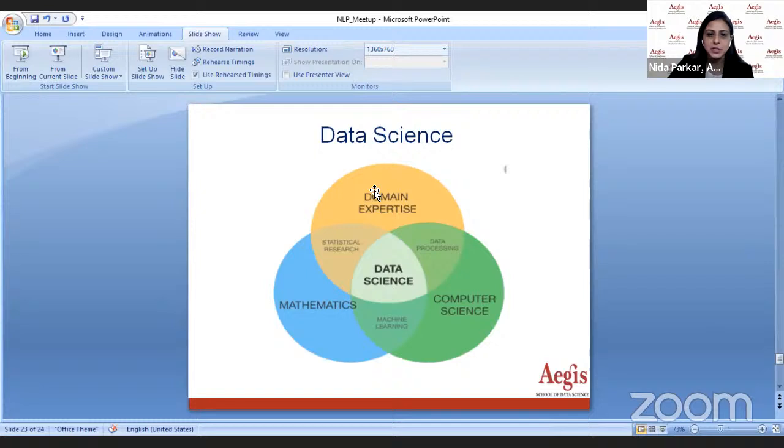When you have domain expertise and knowledge of mathematics, you have expertise as a statistical researcher. And whenever you have domain expertise and a coding language you're aware of, you can definitely process the data. Where all of these things meet, you can call that area data science. In short, data science is getting insight from the data or analyzing it, for example when a marketing manager wants to know how well a launched product has done.